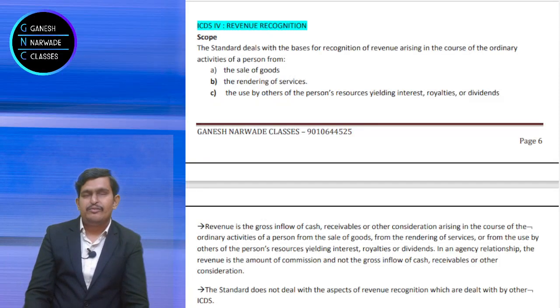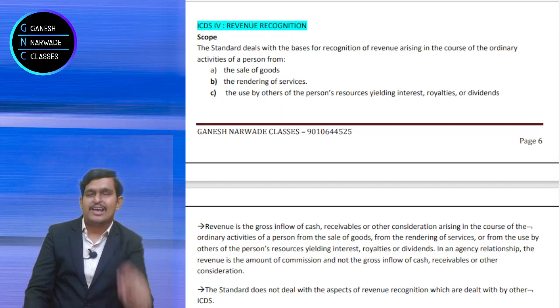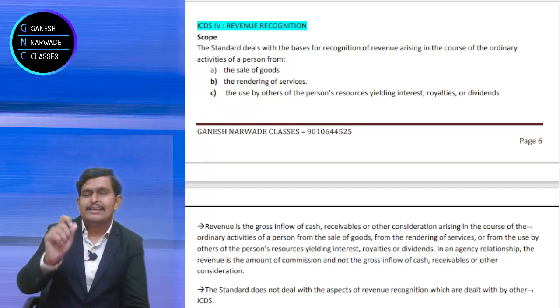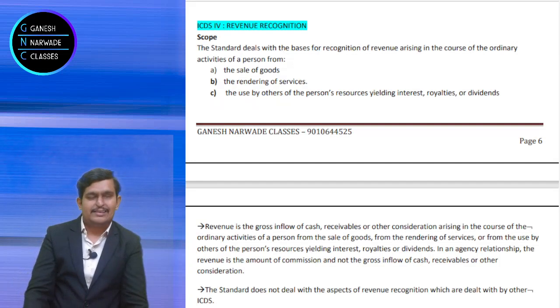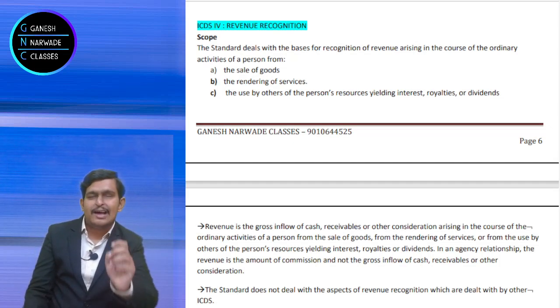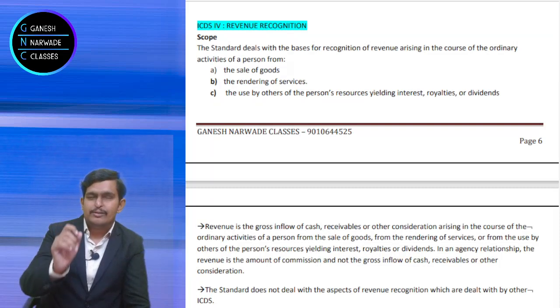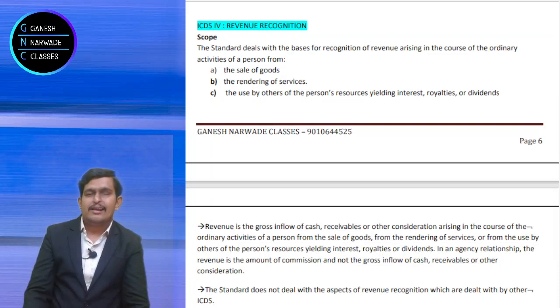But before we tell when the revenue is recognized, I will tell you what revenue is. Basically, revenue means the amount of gross inflows of cash. So whatever cash is coming in, that is revenue. Clear? Second thing, don't worry, I'll tell all the other things. Suppose you have taken a loan and cash is coming in. It is not revenue, obviously, because you did not earn it. So revenue is the amount of gross inflows of cash or receivables.